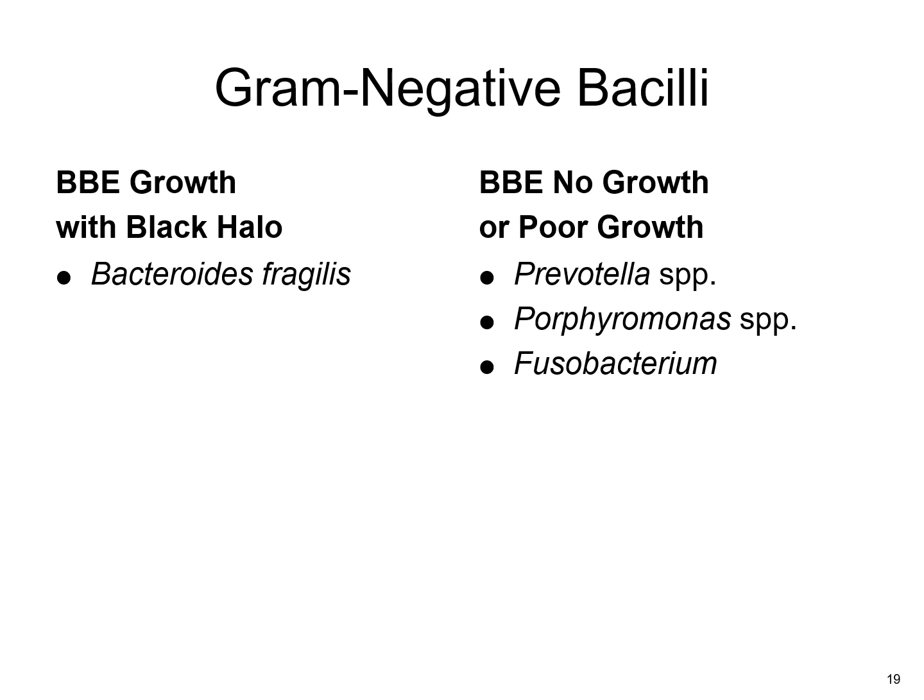Your gram-negative bacilli include those that will grow on the BBE agar, which is your Bacteroides bile esculin agar. And your Bacteroides fragilis will actually grow on this agar and produce a black halo with that esculin. And then you have the others that will either grow very, very poorly, or they will not grow at all on the BBE agar.